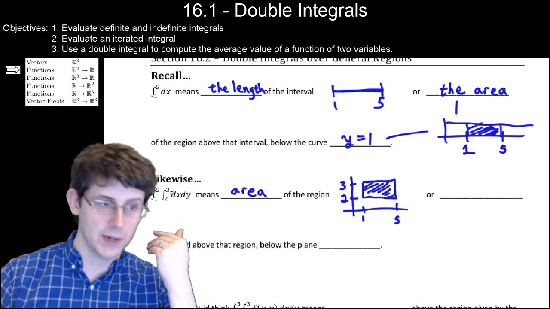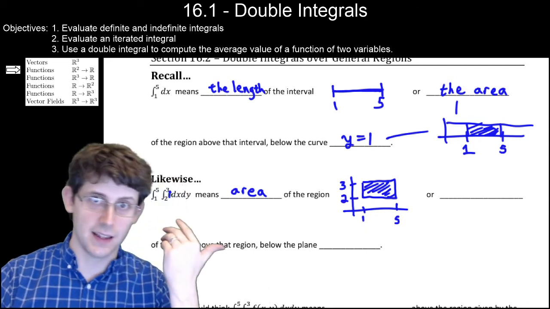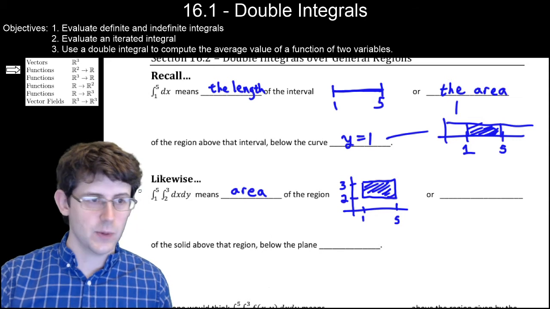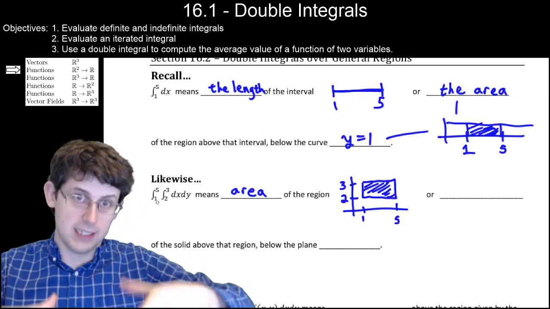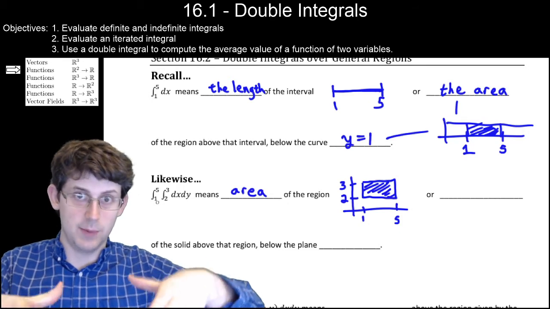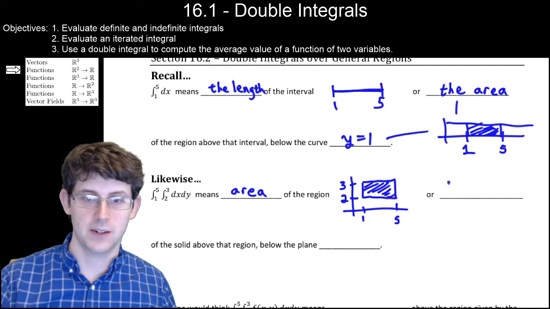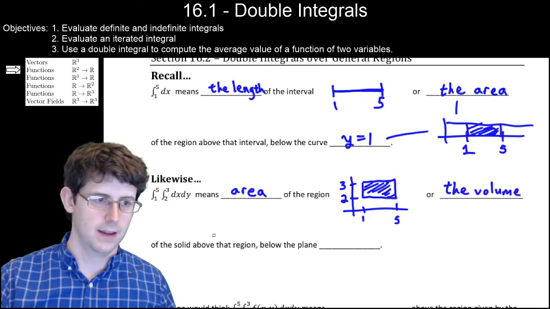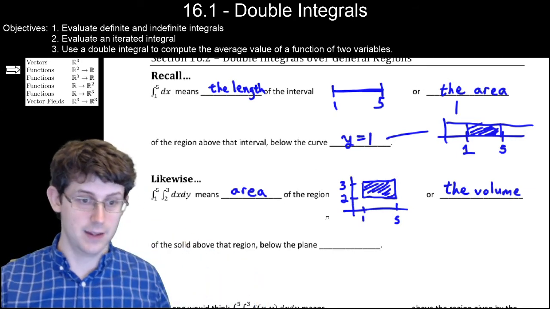But you can always instead say, what if you actually give meaning to this 1 that's hiding in here? That 1 could be a height. So we could say this integral from 1 to 5 and 2 to 3 is just telling you the base of a 3D object, and the function is telling you how tall it is. So this is the volume of a solid that's sitting above that rectangle, and it has height 1.